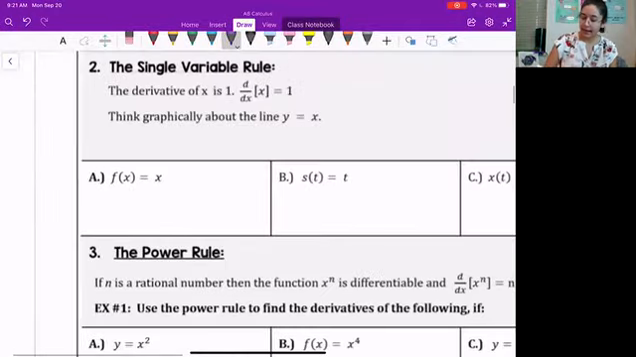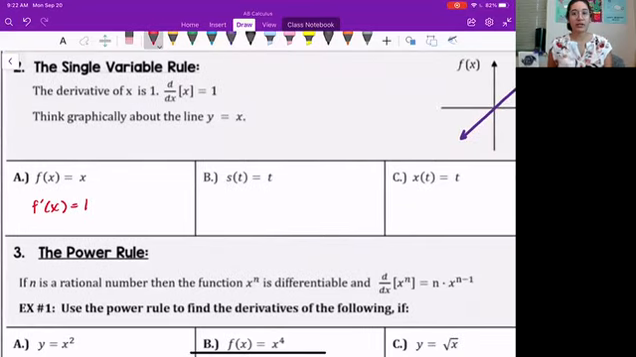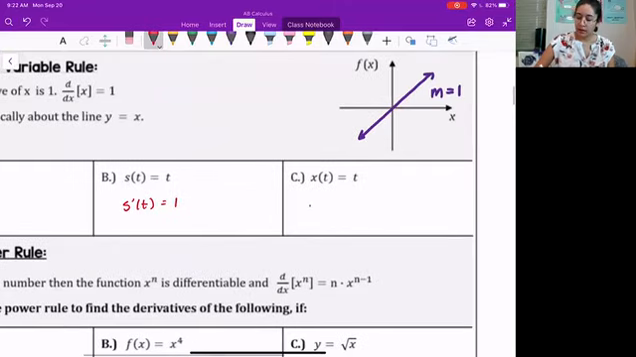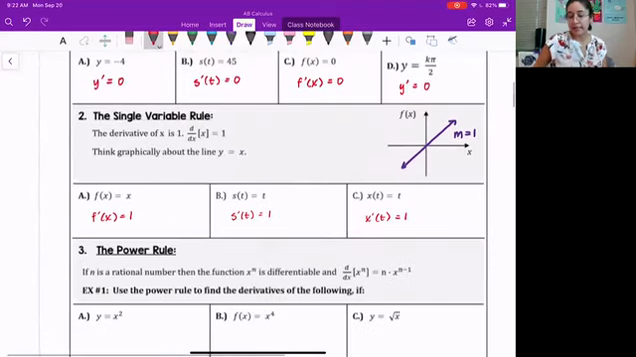Okay, so on part A, I had f of x equals x. So f prime, I want to use red. F prime of x, the slope is 1. Okay, it doesn't matter what letter I use. I could use x, I could use t, I could use p, I could use v, whatever. So s prime of t, it's just a single variable, the slope is 1. X prime of t is 1. Okay, just think of it as a line. What is the slope?